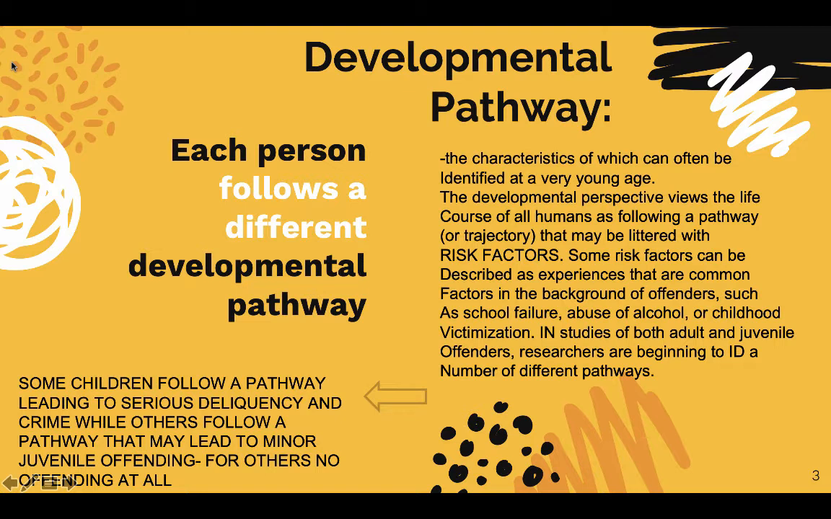In studies of both adult and juvenile offenders, researchers are beginning to identify a number of different pathways. Some children follow a pathway leading to serious delinquency and crime, while others follow a pathway that may lead to minor juvenile offending, and for others, there's no offending at all. So every person follows a different developmental pathway, with different risk factors. So it gets kind of tricky sometimes.